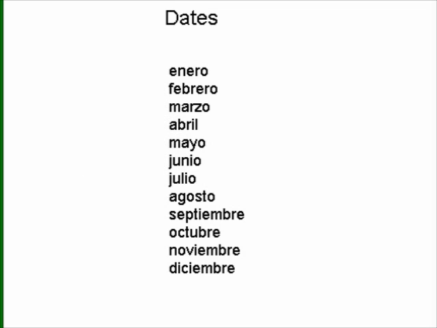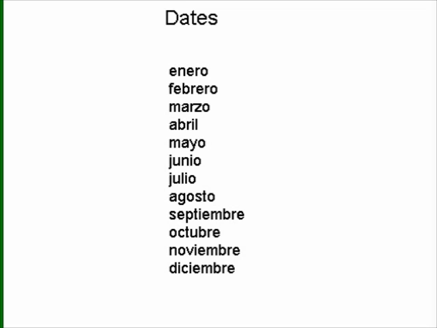It's also obviously very important to know the names of the months. So here's a list of the months in Spanish. Notice that these are not capitalized. In Spanish, months are not capitalized, even though in English they are. So the months of the year are enero, febrero, marzo, abril, mayo, junio, julio, agosto, septiembre, octubre, noviembre, and diciembre.